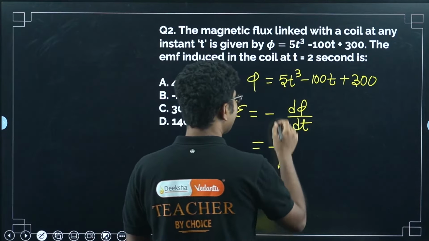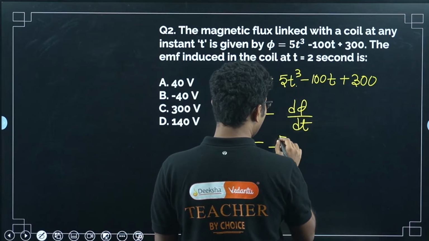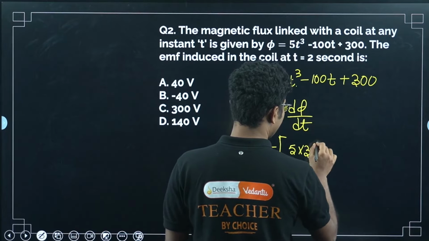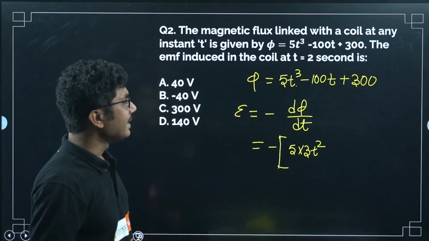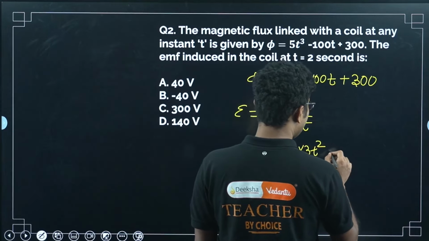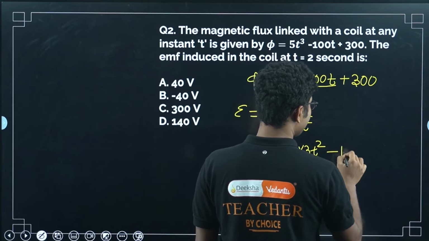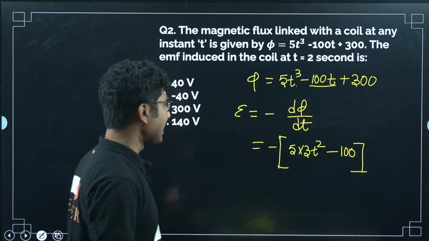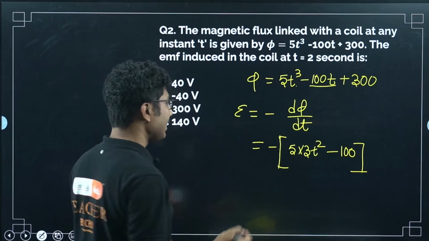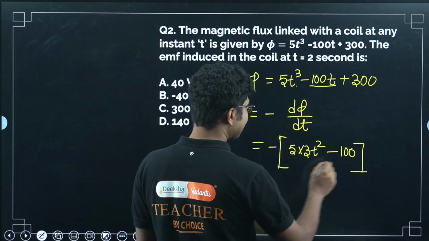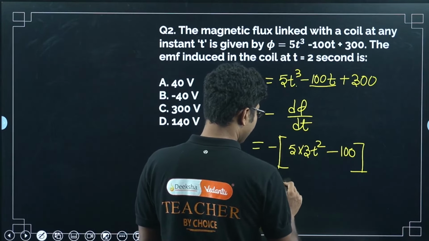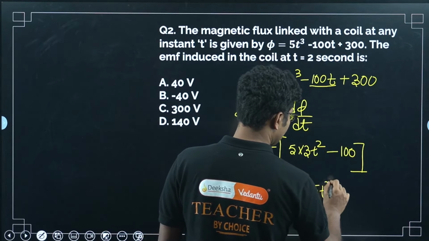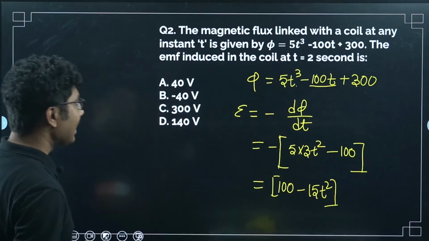So it will be simply 5 times 3t square, this is the differentiation of t cube, and 5 is a constant there. Now 100t's differentiation is 100, and 300 is a constant, so its differentiation will be 0. So this is the induced EMF at any time t. Let me take the negative sign inside, so it will become 100 minus 15t square. 100 minus 15t square is the induced EMF.